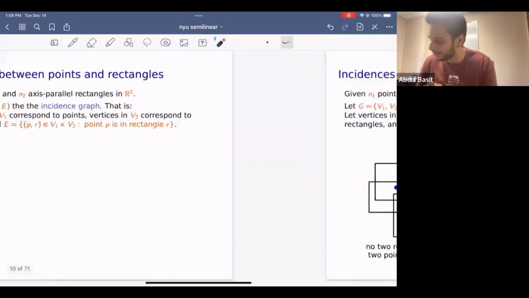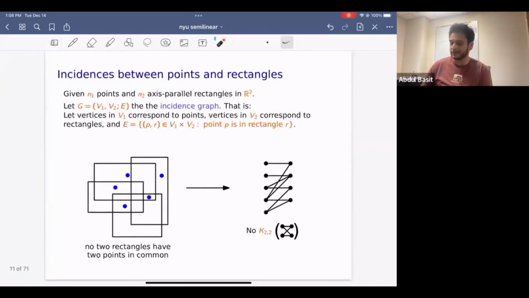I have a picture here. I have this configuration that I showed you before. The left-hand side corresponds to rectangles, the right-hand side corresponds to points, and I have an edge if the point lies inside the rectangle. Because no two rectangles have 2 points in common, my graph doesn't have a K_{2,2}. And the number of edges corresponds directly to the number of incidences. So now we reduce this question to the Zarankiewicz problem, and it gives us a bound.